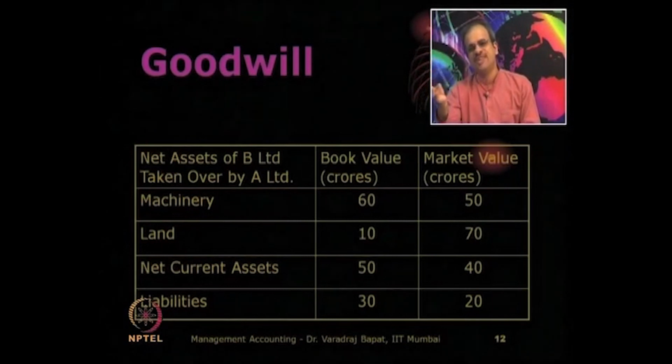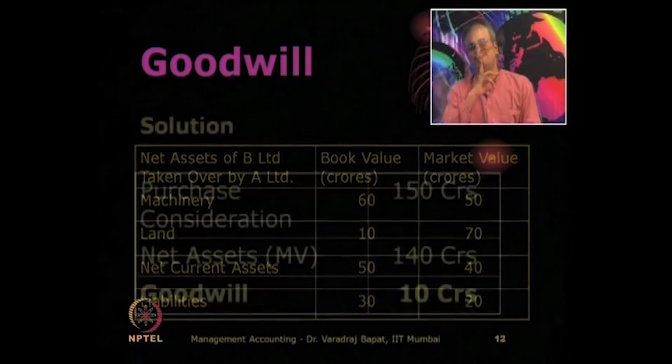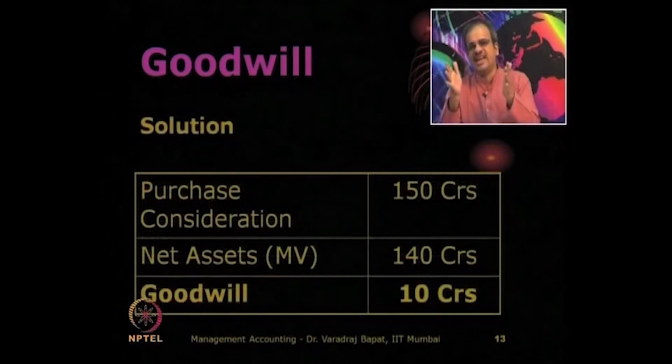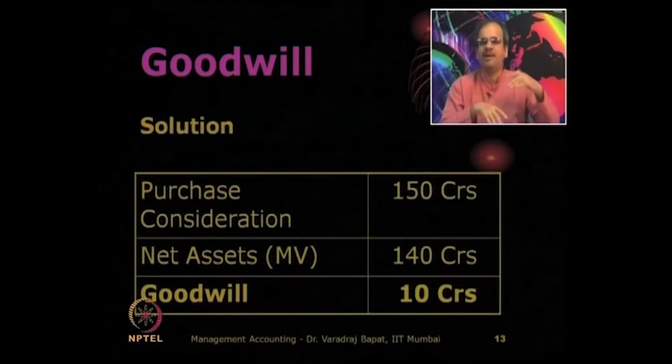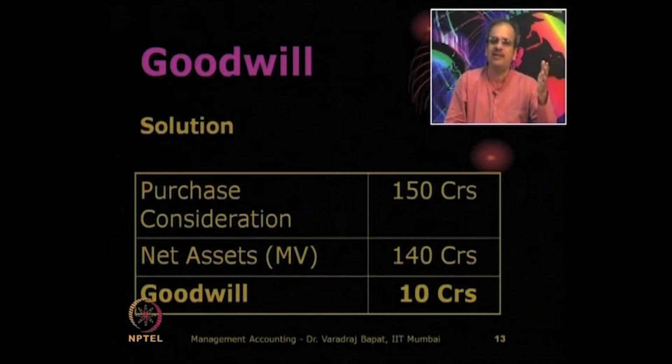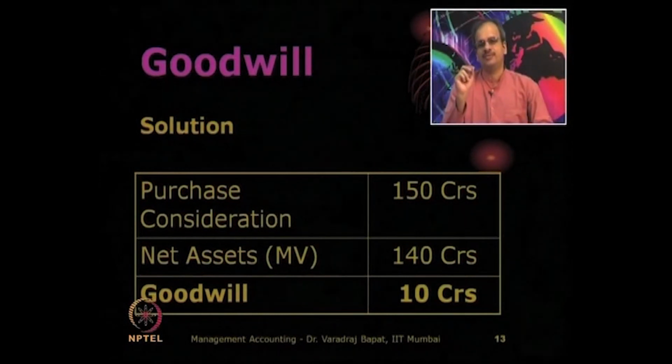So, you can see it is 50 plus 70 plus 40 minus 20. Okay. So, how much will it come to? So, 140 is the net assets which are taken over and the purchase consideration paid is 150. So, goodwill is 10 crores.